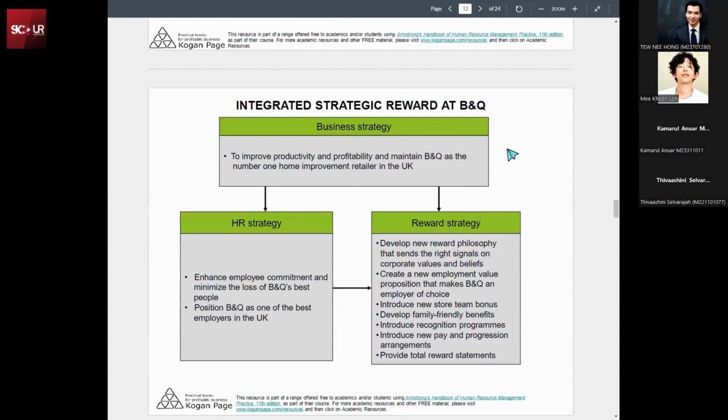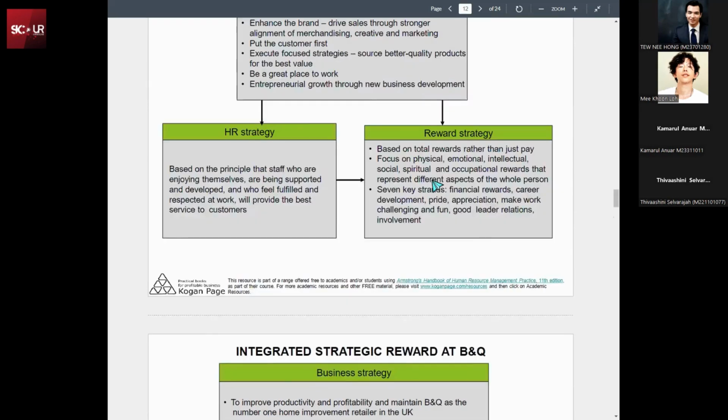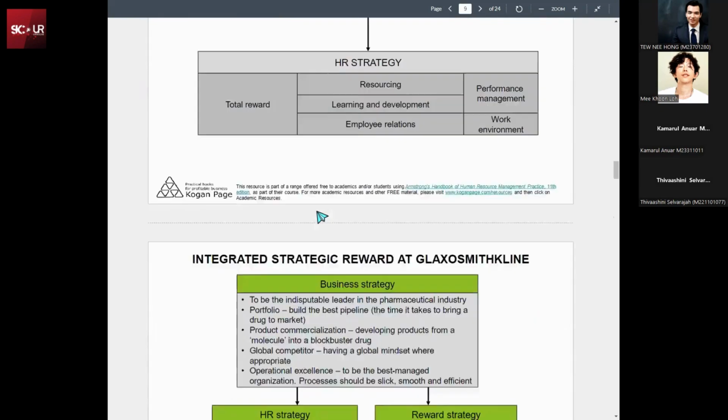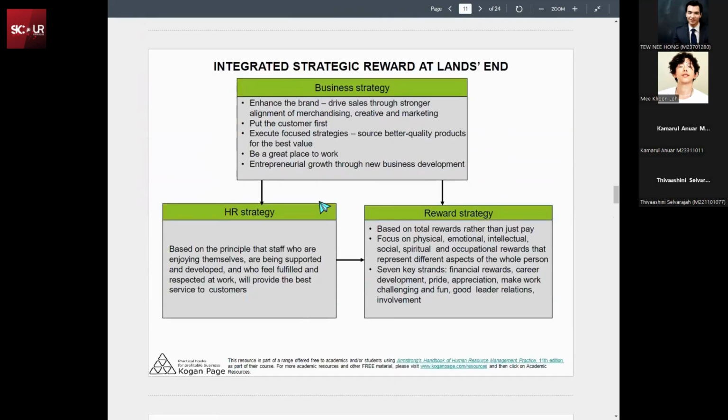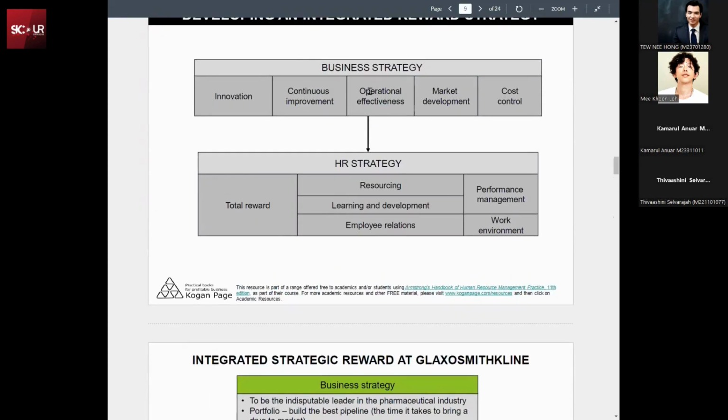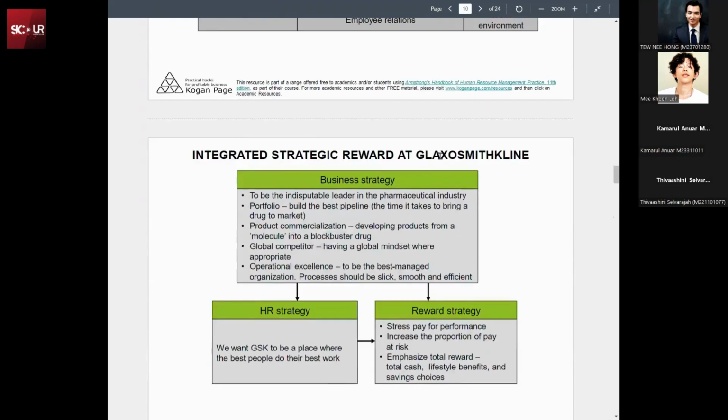So B&Q. Okay, one more, B&Q, to improve productivity and profitability, and maintain B&Q as the number one in home improvement retailing. So productivity, profitability, and they want to be number 1. So what do they focus on? Profitability, okay, marketability, and improving productivity. More on what we call operational and continuous improvement. Out of 5, they are more focused on 3.